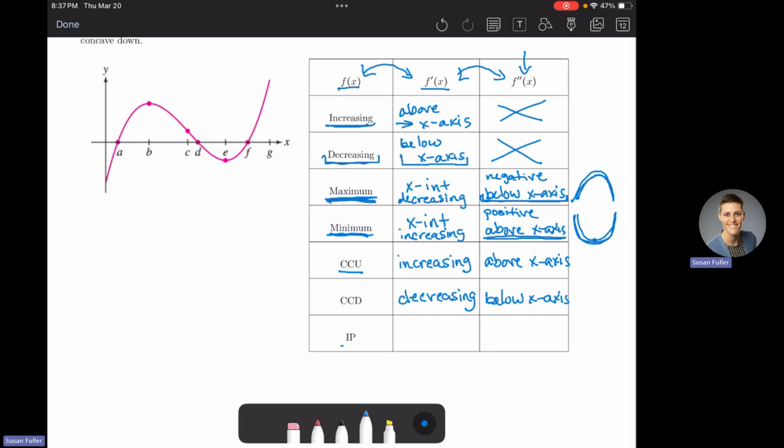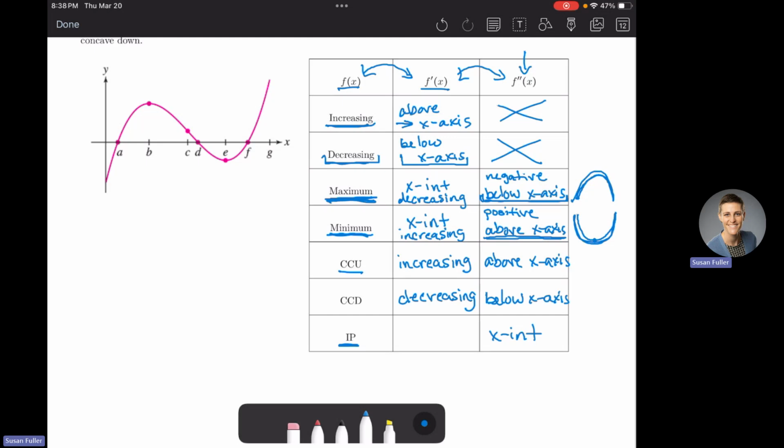And then if I'm at an inflection point, that means that my second derivative is 0 or did not exist. We're going to focus on the existing solutions because if it didn't exist, it wouldn't show up on the graph anyway. So if my inflection point is there and my second derivative exists, it's going to be 0, which means I'm going to have an x-intercept because my y value for my second derivative is going to be 0. So I'm going to have an x-intercept on my second derivative.